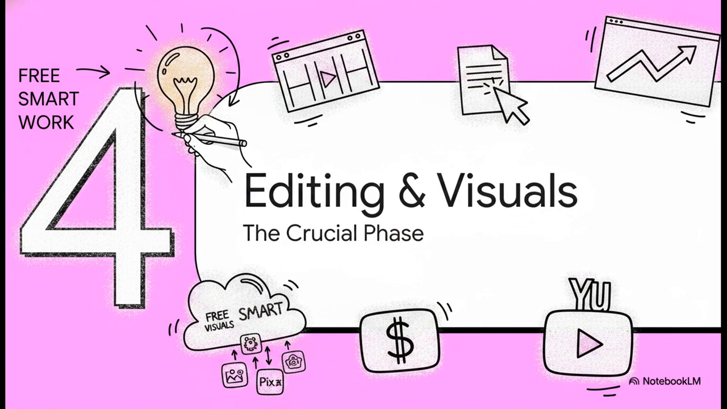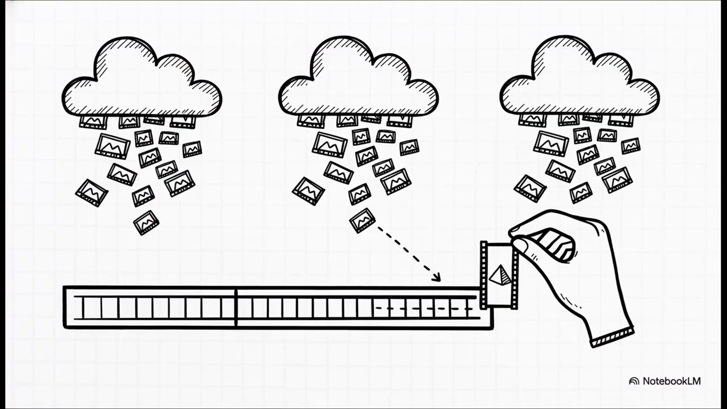Now we are entering Section 4, editing and free visuals. Listen up, boys, because this is without a doubt the most crucial phase of this entire explainer. This is where that smart work comes in, where you transform a basic AI output into a highly engaging, fully monetizable asset. First things first, we need visuals to match our dope voiceover.